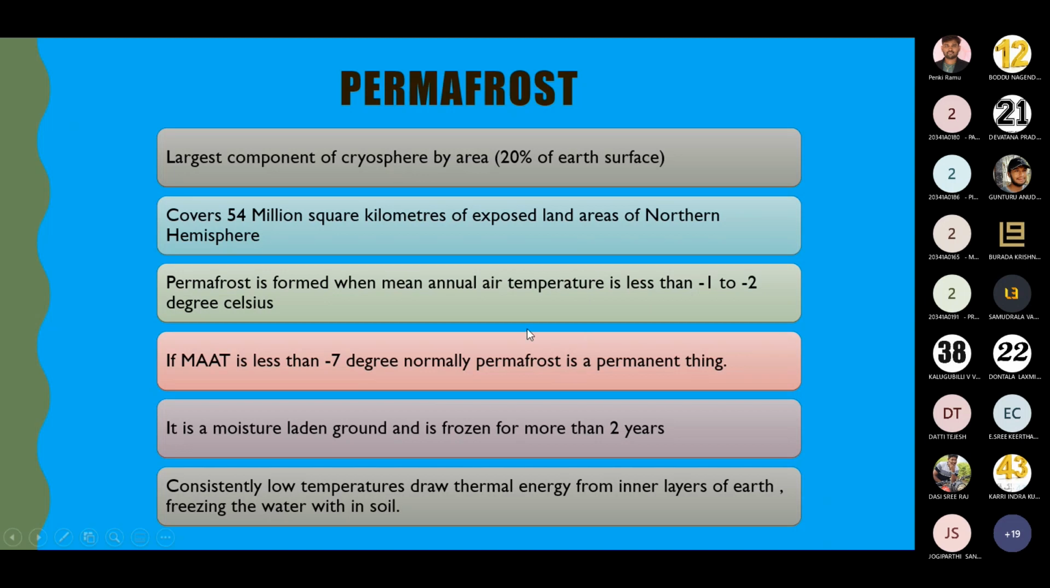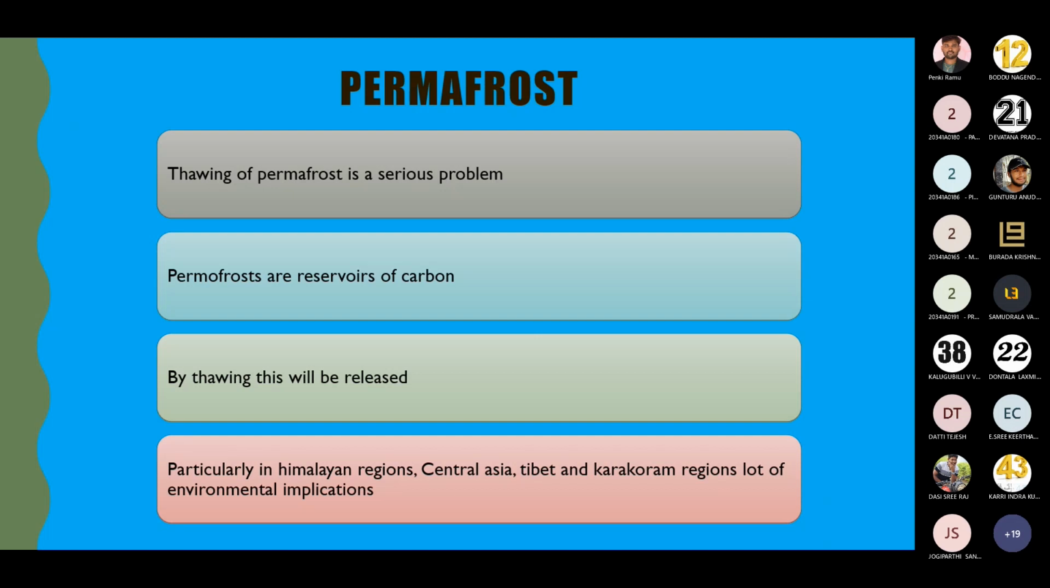Permafrost is nothing but frozen ground. Ground is in the state of solid, I mean frozen state. Whatever moisture or liquid is present in the soil will be in the frozen state. So coming to the permafrost, thawing of permafrost is a serious problem. That means melting of permafrost.